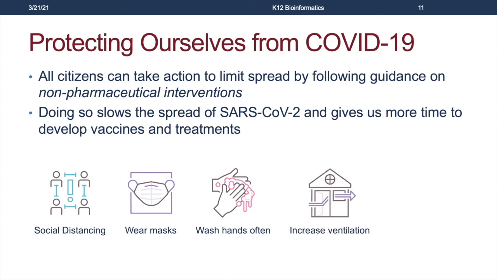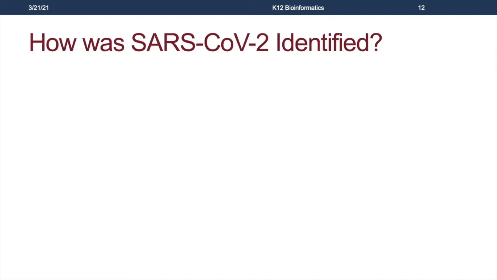Increasing ventilation in any indoor space. And making sure we quarantine if we are sick or we test positive to make sure we don't transmit the virus to other people. Now let's talk about how gathering and analyzing data has been helpful during the pandemic, and let's focus specifically on some biomedical informatics contributions.